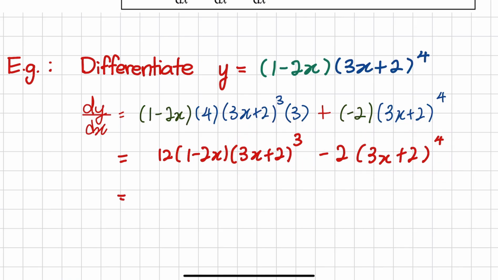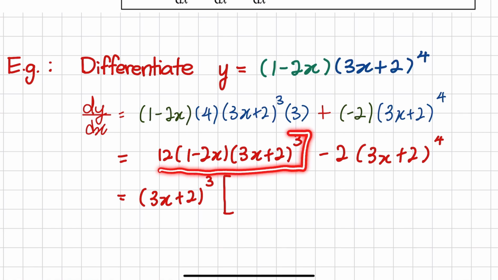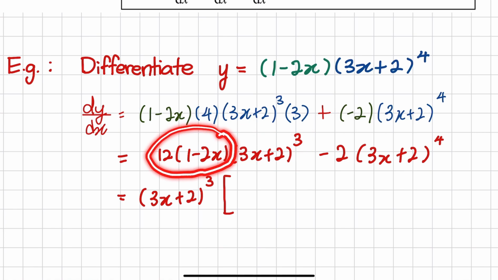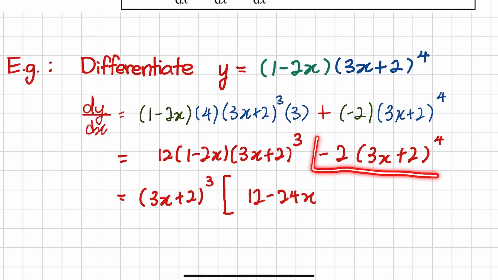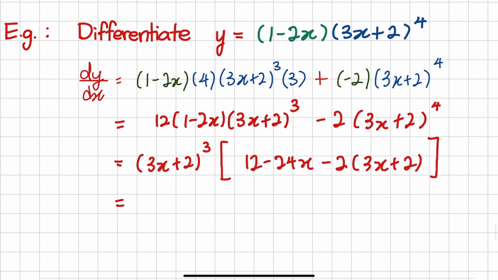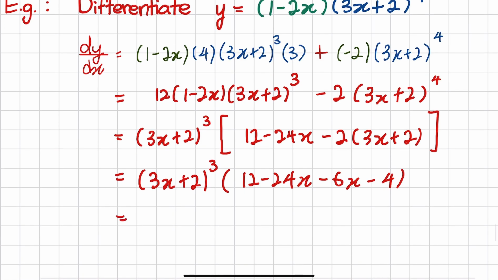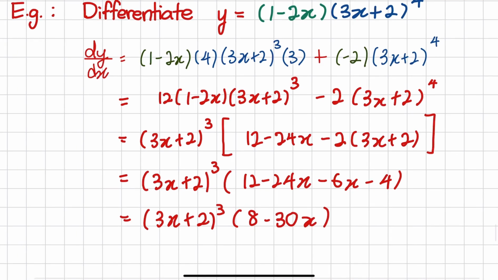If I were to factorize out 3x plus 2 the whole thing power 3, I'll be left with the first term here, this expression over here, which will give me 12 minus 24x if I were to expand this expression. Then, this second term over here, if I were to take out 3x plus 2 the whole thing power 3, I'm left with minus 2 times 3x plus 2 the whole thing power 1. Okay, therefore, if I were to continue to expand and simplify, I will get 12 minus 24x minus 6x minus 4. And therefore, this will give me my final answer, 3x plus 2, the whole thing power 3, and over here, I'll get 8 minus 30x. Okay, and that is my final answer to this question.